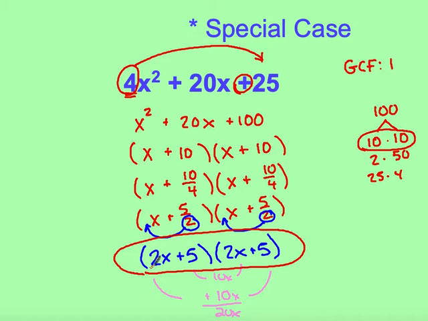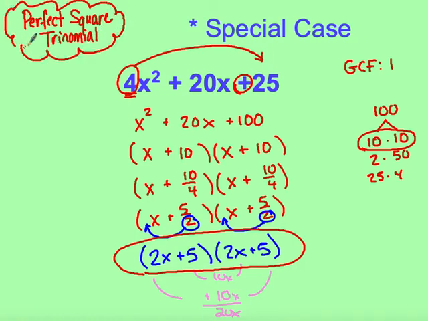Now I said originally that this was a special case. This is a special case because both factors are exactly the same. That means that this was a perfect square trinomial. Now you should remember this from Algebra 1, but a perfect square trinomial factors into the same factor so that you can write it as a perfect square.